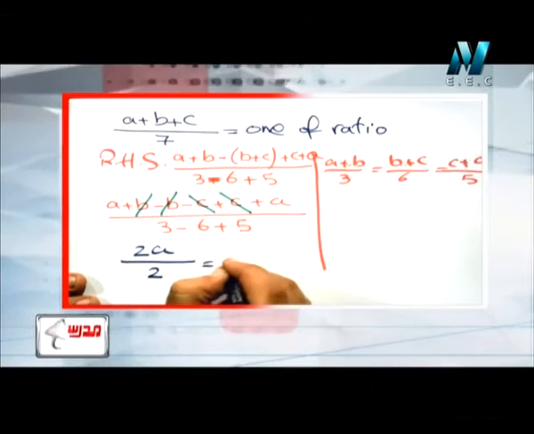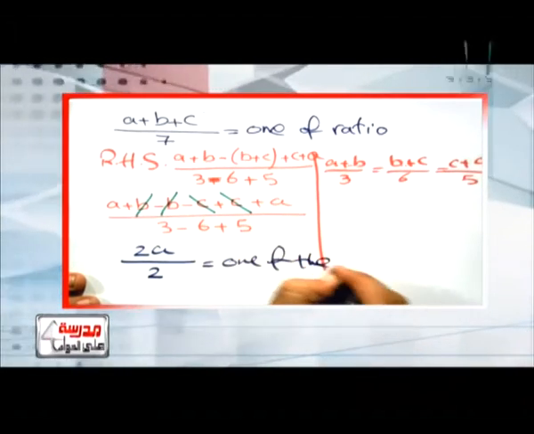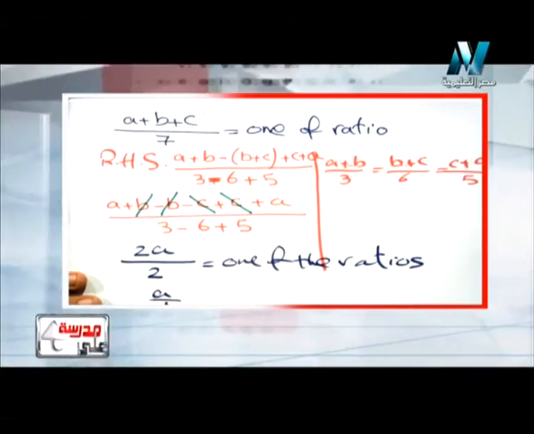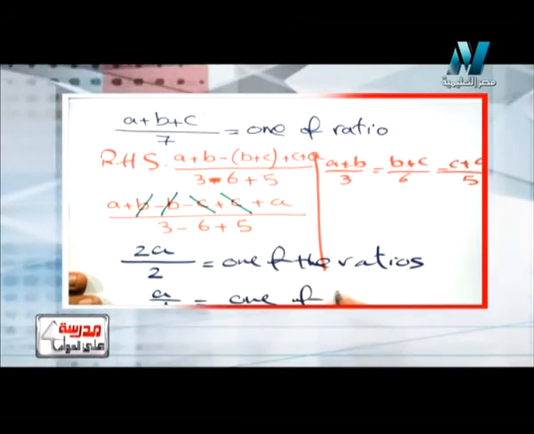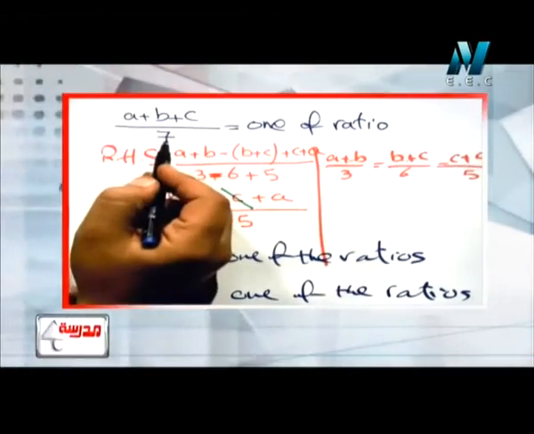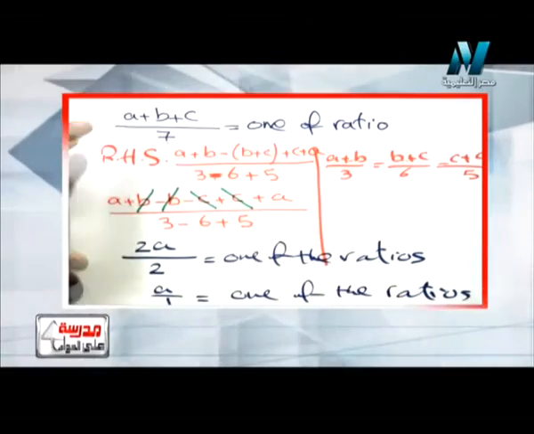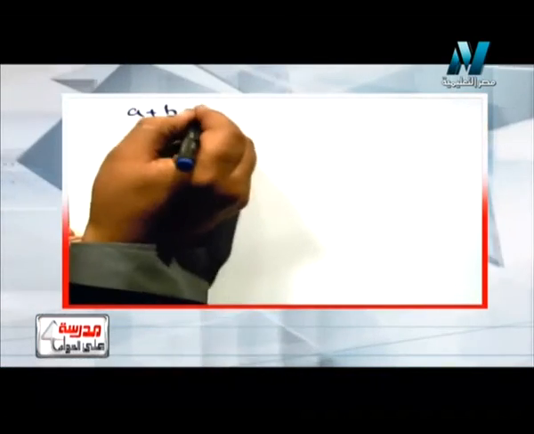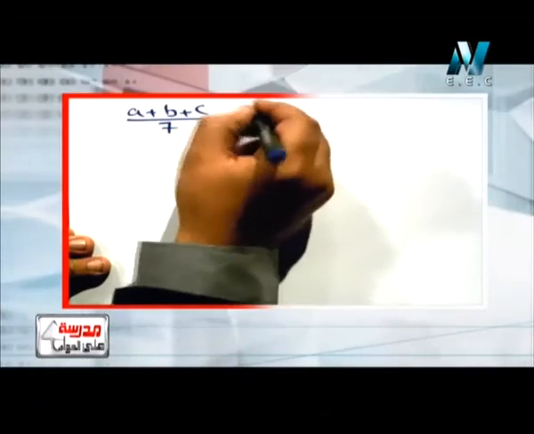And this equals, of course, one of the ratios. And of course, I can simplify this one, so the answer is A over 1 equals one of the ratios. So I got the right-hand side, which is A over 1. And A over 1 is the same as A plus B plus C over 7. So I proved now that these two ratios are equal. I'm going to write them here: A plus B plus C over 7, and the ratio that I got for the right-hand side equals A over 1.